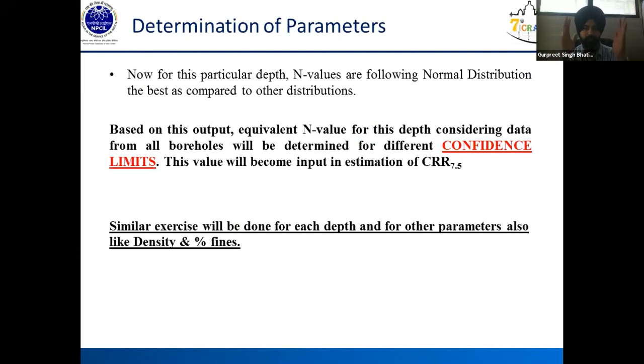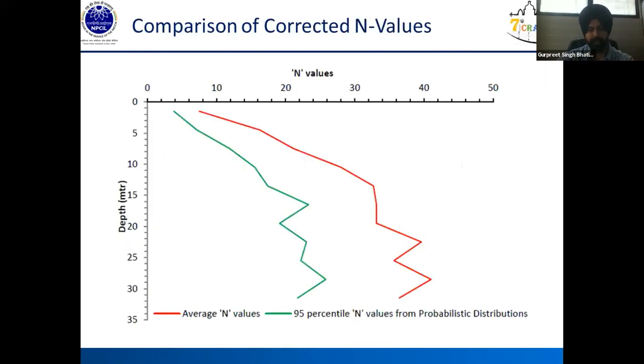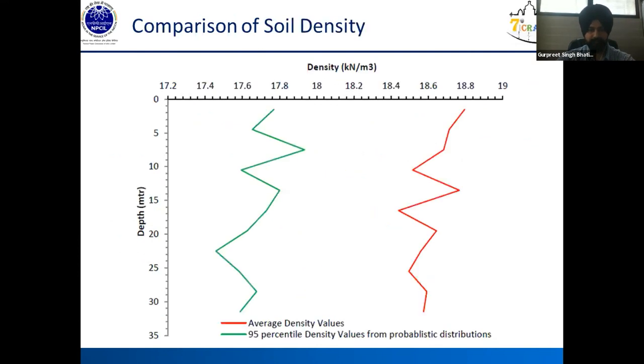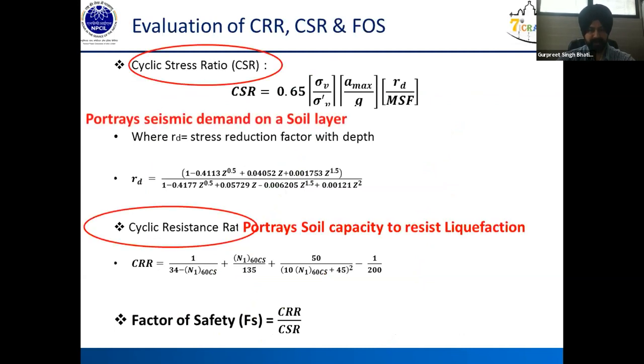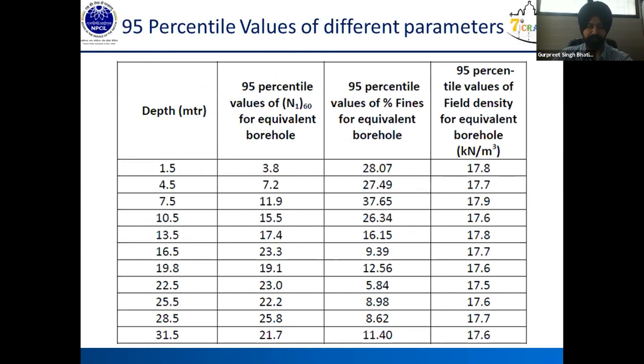Once we get all the data, we can make an equivalent borehole out of all the investigation we have done, and then carry out our liquefaction analysis for an equivalent borehole rather than for individual boreholes. This is what we have got for the N values: the average N values are the red values and the 95 percentile values are the green ones. Similarly we have done it for density and for percentage fines. These are the basic relationships given in the NRC and USNRC to identify the CRR and CSR values, and the factor of safety is CRR by CSR. So this is the equivalent borehole we have made for 30 meters out of the 25 boreholes done in the nuclear building. We can see that the 95 percentile values for our corrected N values, percentage fines, and density come out to be this.